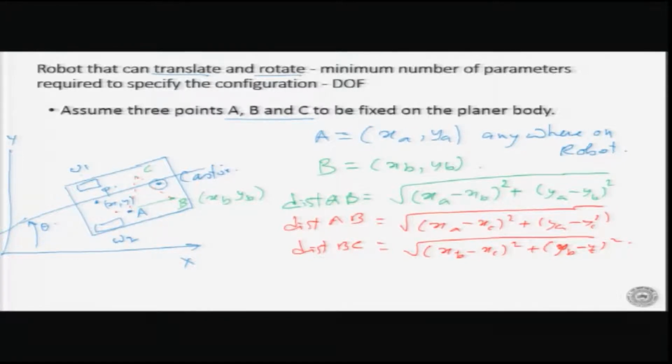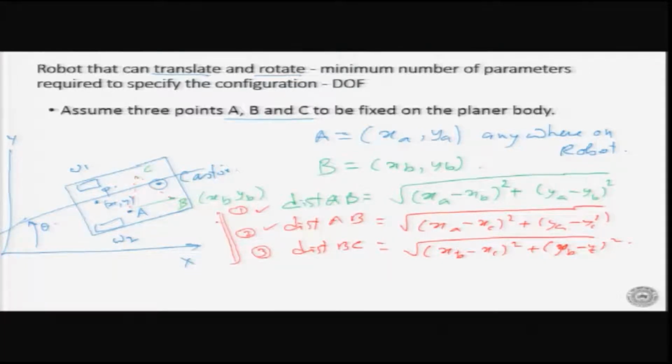So, what we are seeing is that A was free, we could have put it anywhere, but the moment I put B, this distance gets fixed. So, one kind of constraint comes into the picture, which is this one. The moment I put C, C could have been anywhere, but then two more constraints come in. This is the first constraint, this is the second constraint, and this is the third constraint. Why? Because it is a rigid body. So, the moment I have put A, B, C, we have to satisfy these three constraints.